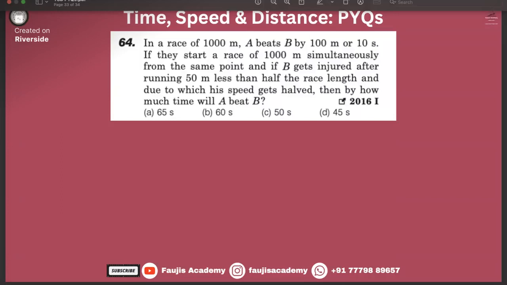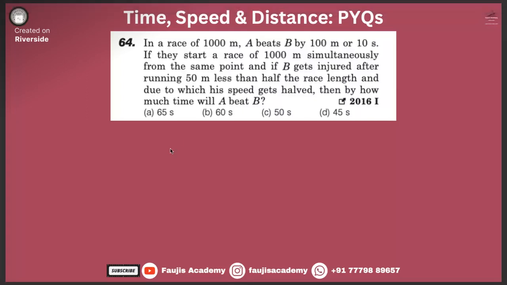Okay, sir. Let's read this question. In a race of 1000 meters, A beats B by 100 meters or 10 seconds. If they start the race of 1000 meters simultaneously from the same point, and B gets injured after running 50 meters less than half the race length, due to which his speed gets halved, then by how much time will A beat B?